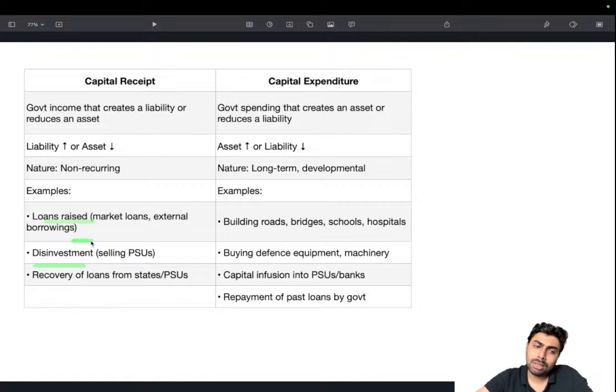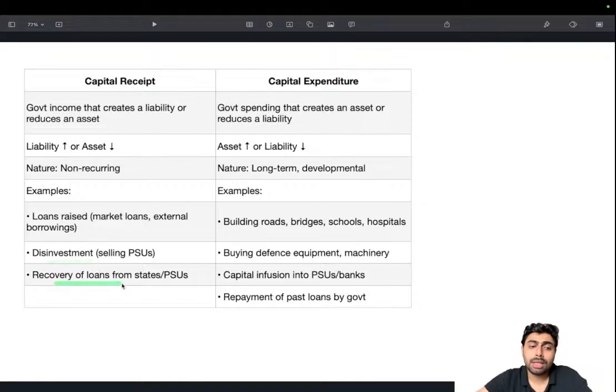The one thing about disinvestment is that it's a non-debt creating capital receipt, meaning that we are selling PSUs, as in there is no debt created, but we are getting money. That's called non-debt creating capital receipt. Disinvestment is one such thing.